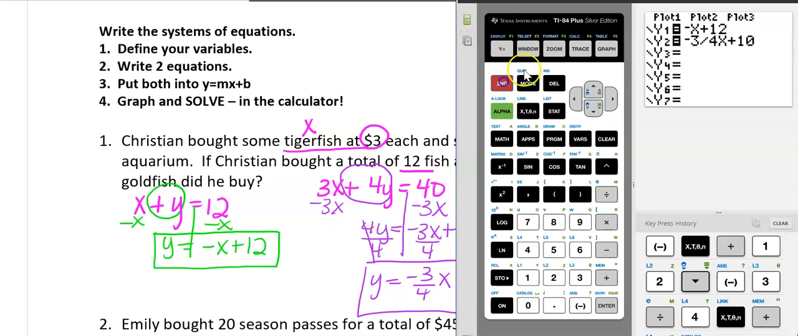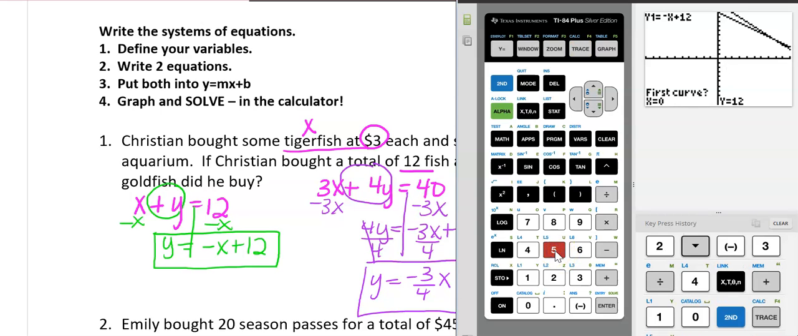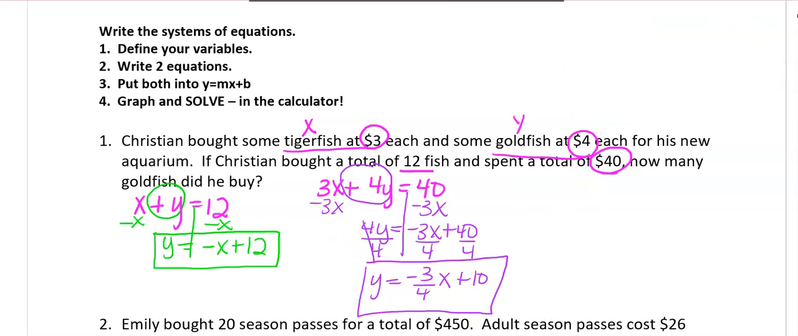Then you hit second trace 5 because we're looking for where they intersect, where they are the same. Do I see the equation on here? Yes. So I'm going to hit enter, enter, enter. And my point of intersection is 8, 4. Remember, if you don't see the point of intersection on the screen, then you have to zoom out. So my answer is 8, 4.